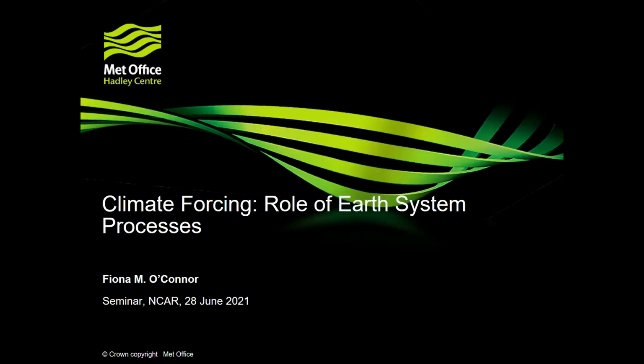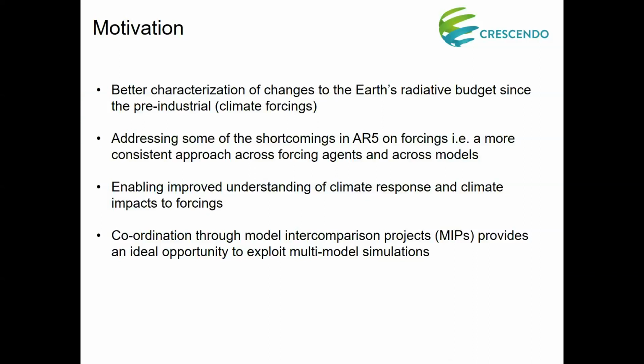So much of the motivation behind the work that I'm doing is really to try and address some of the shortcomings in the fifth assessment report of the Intergovernmental Panel on Climate Change. In particular, the forcings in the fifth assessment were often inconsistent in terms of their approach or in the metric of use across both forcing agents and across multiple models. So really, we want to try and better characterize the changes in the Earth's radiative budget since the pre-industrial time. And I'm going to take advantage of two model intercomparison projects, or MIPs, which wanted to address the present day forcing of climate.